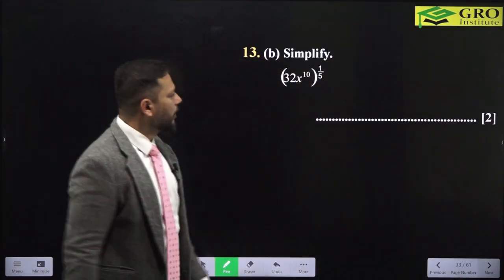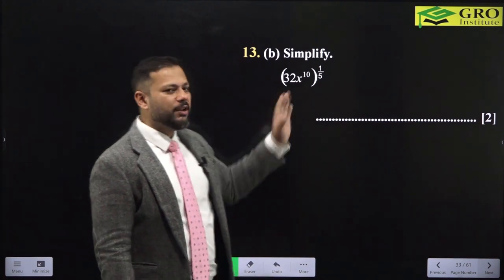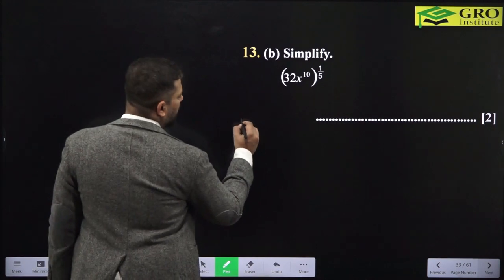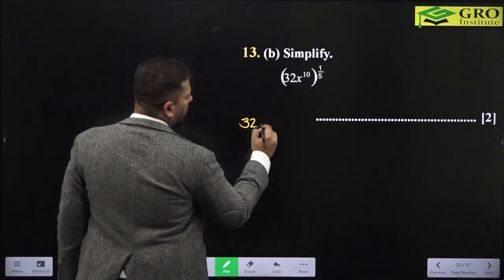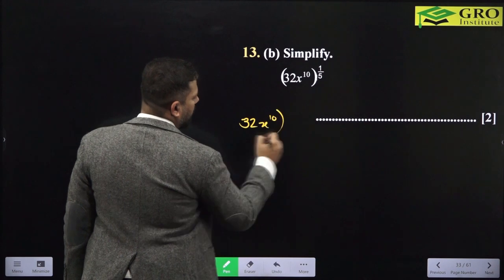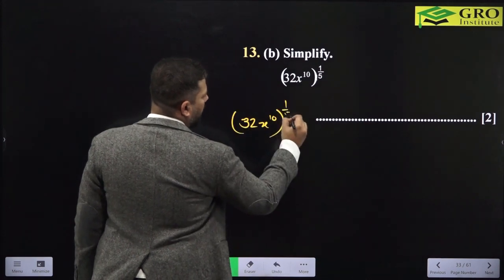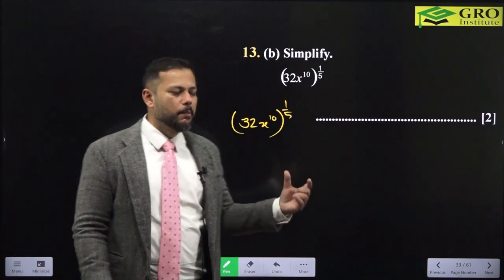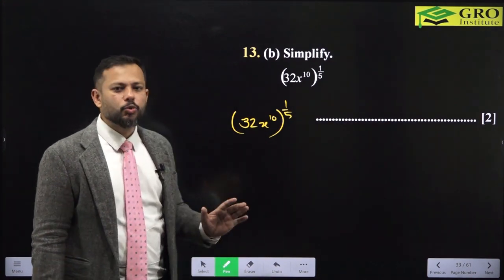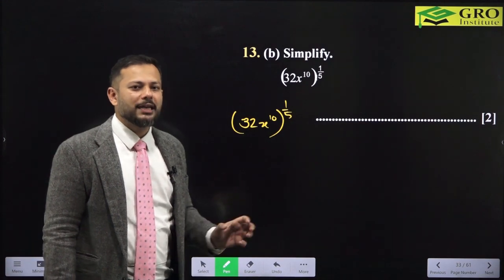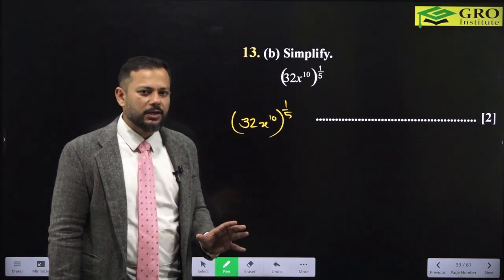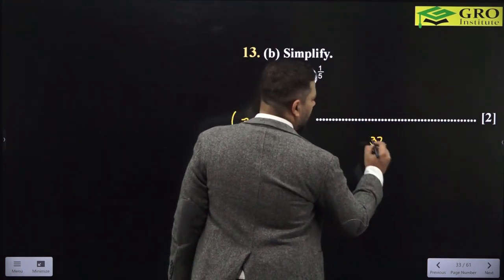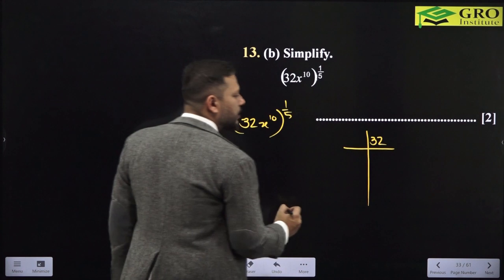Here, okay, we have another question where we need to simplify this exponential term. Here I see that we have 32 x raised to power 10 whole raised to power 1/5. Again, to simplify, always look at some composite numbers. We have 32. Can we write it in terms of the product of its prime factors? We can definitely do. Let us prime factorize 32 and find out what are the prime factors of 32.